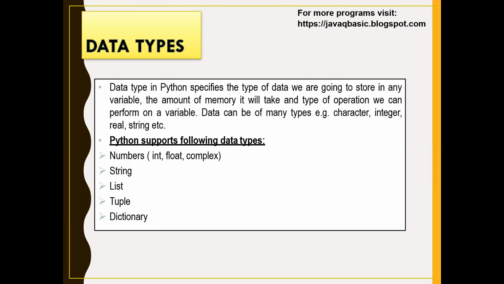Data types. Data type in Python specify the type of data we are going to store in any variable, the amount of memory it will take, and type of operation we can perform on a variable. Data can be of many types, example character, integer, real, string, etc. Python supports following data types: numbers, it will be int, float, complex, string, list, tuple, and dictionary.